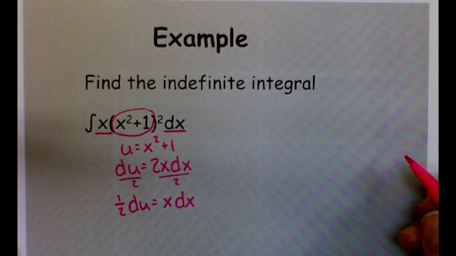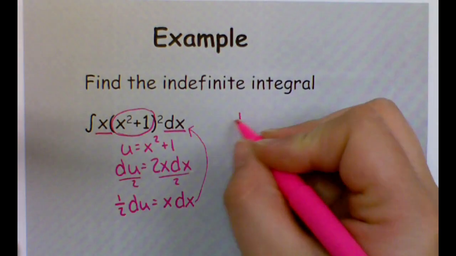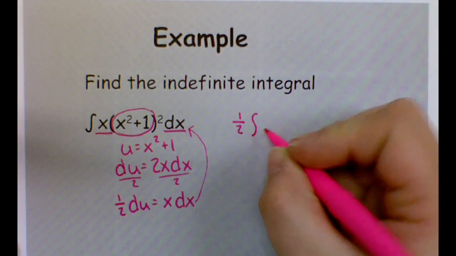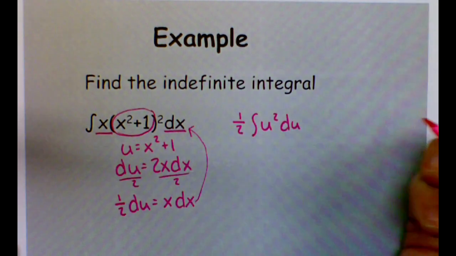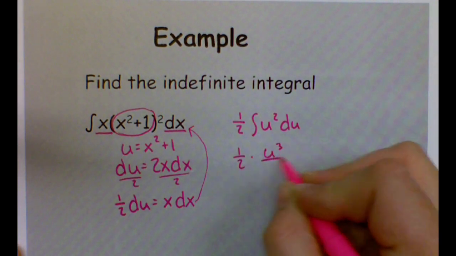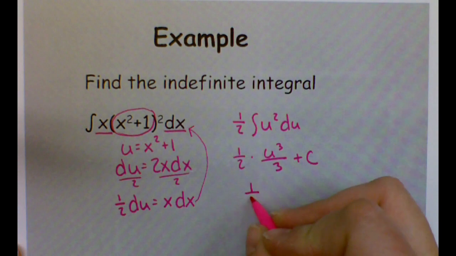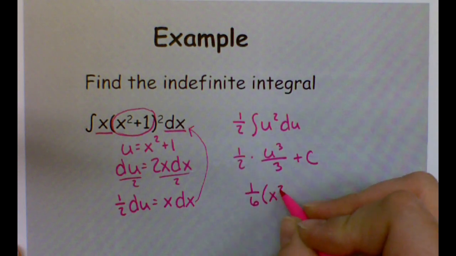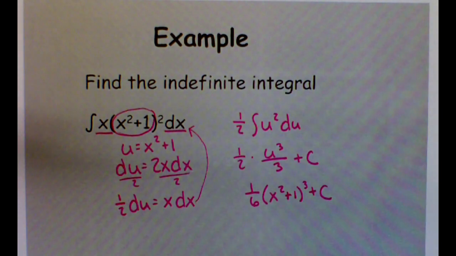Now the constant multiple rule says that when I plug that back in, I can take that 1/2 out front, antiderivative of u squared du. So I could say 1/2 times u cubed over 3 plus c, or 1/6 times x squared plus 1 cubed plus c.